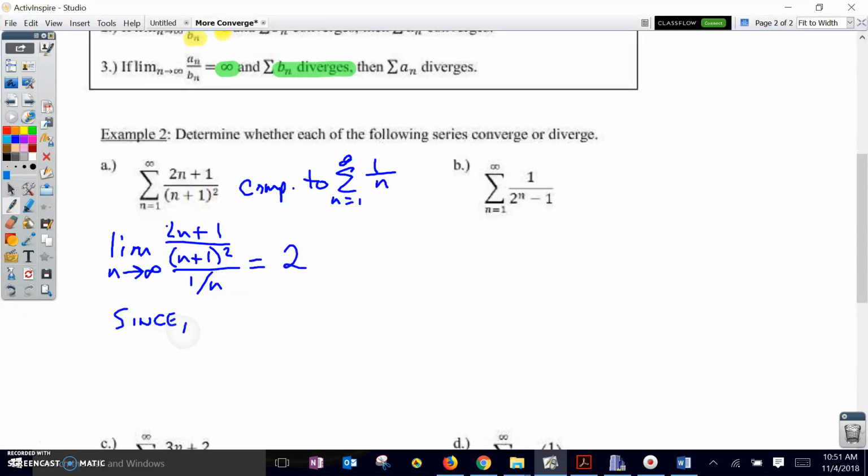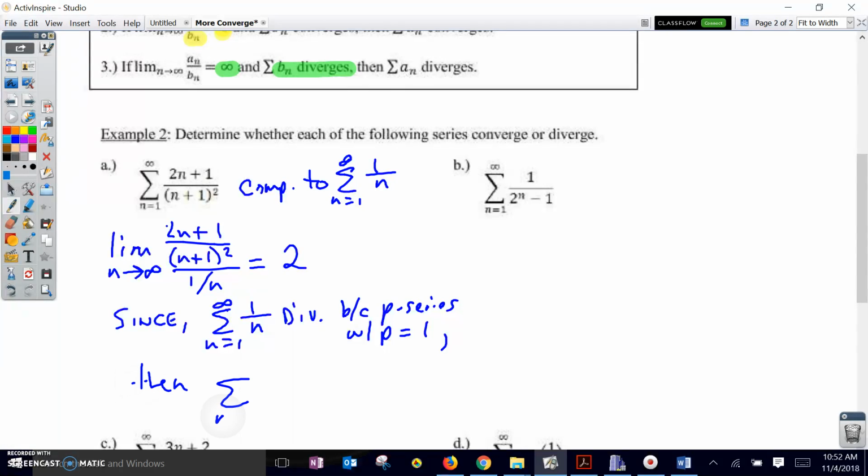Since the sum from 1 to infinity of 1 over n diverges because it is a p-series with p equal to 1, then the sum from 1 to infinity of 2n plus 1 over the quantity n plus 1 squared also diverges by the limit comparison test.